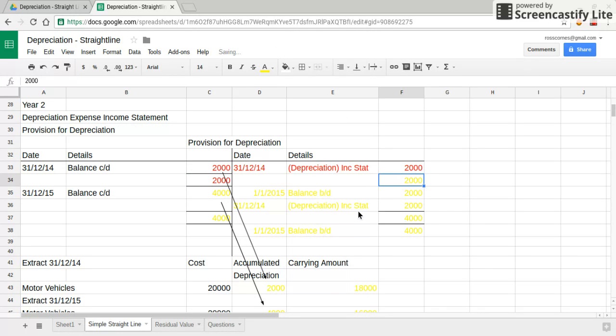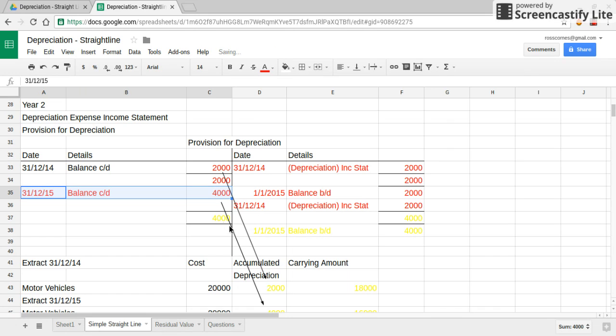And it's pretty straightforward with straight line because all we're going to do next year is at the start of the year, we're going to have $2,000 worth of depreciation brought forward. So $2,000 of last year's depreciation is kept in the accounts, and we're going to add to that an additional 1 year's worth of depreciation, $2,000, and therefore at the end of the year, we've got $4,000 worth of depreciation in total.